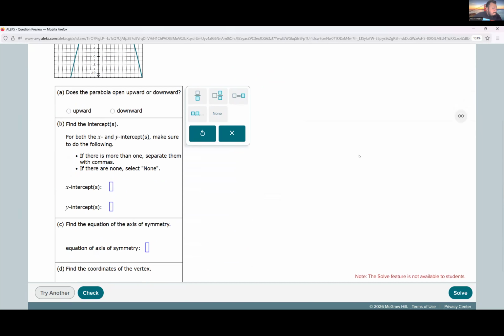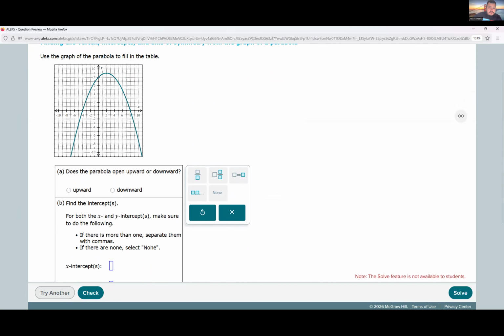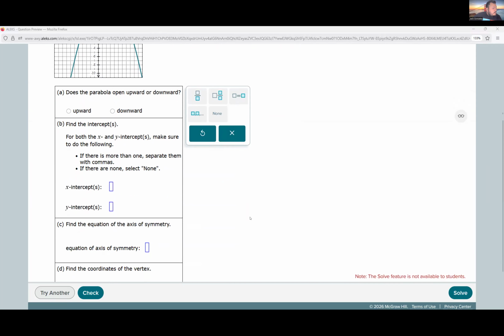So part A, does the parabola open up or down? You can clearly see it's going downward, right? No big deal. Find the intercepts. Now, these can be seen here as your two x-intercepts and one y-intercept. So you would just write those down. But you're just going to write the x values and not the points. If they say coordinates, then you write coordinates. Okay, so no big deal.